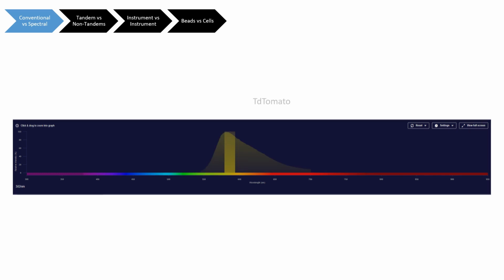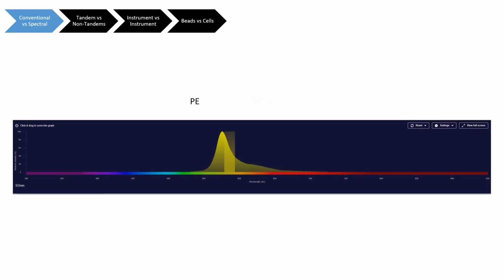Remember, in spectral cytometry, we are interested in the entire spectrum of emission, and not just the peak emission as in conventional cytometry. If you are struggling to get a good single stain control for a fluorescent protein, it can be a good idea to use a different fluorochrome that peaks in the same channel in a conventional cytometer. TD tomato and PE peak in the same detector bandpass pair in this instrument, for example. So, in this instrument, it might be tempting to use PE as a reference for TD tomato.